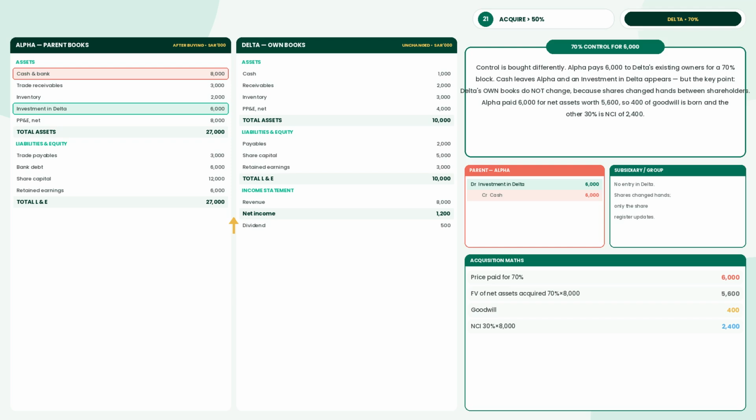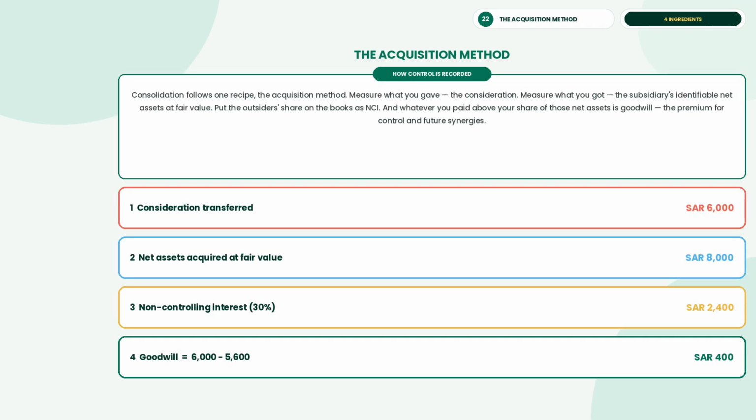Alpha pays 6 million to Delta's existing shareholders. On Alpha's separate books, cash falls by 6 million and an investment in Delta appears. Delta records nothing, because its own assets did not receive the purchase price; shares changed hands between owners. Alpha acquired 70% of net assets worth 5,600,000. The excess 400,000 is goodwill. The remaining 30% is NCI.